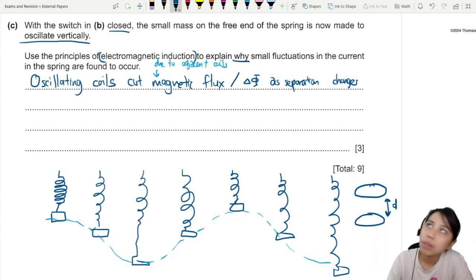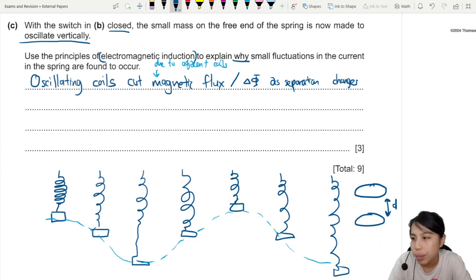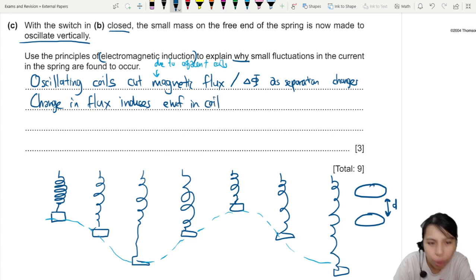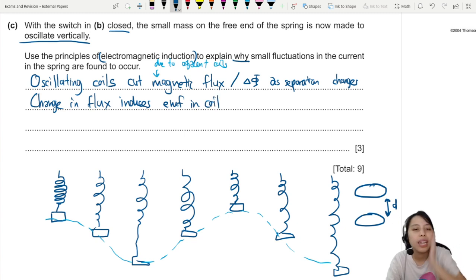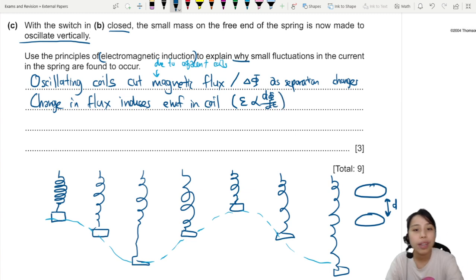So you need to talk about induction. Change in flux, Faraday's law. So we're going to say this change in flux induces EMF in the coils itself. Or you can say induced current also can, but we stick to induced EMF. Because this one is related to Faraday's law, where you have an EMF which is proportional to the change in flux through a coil.